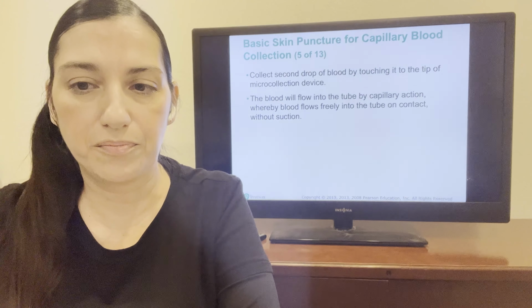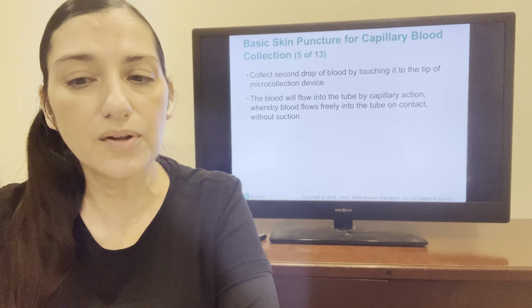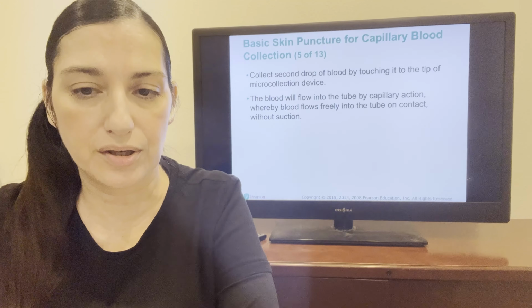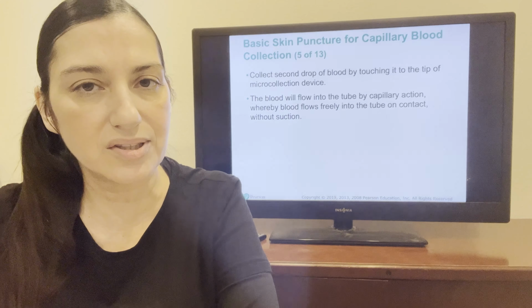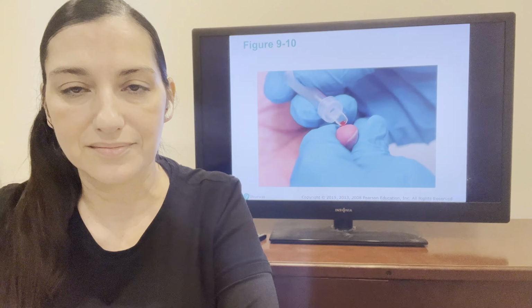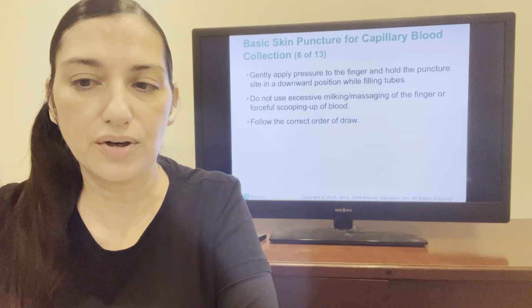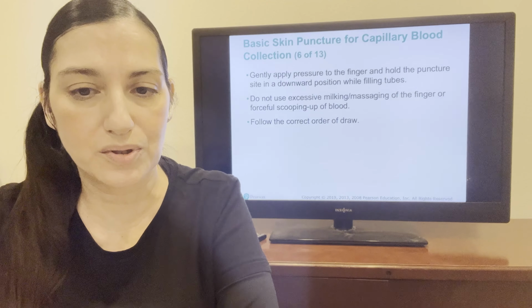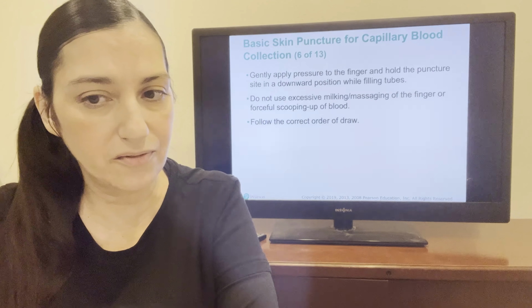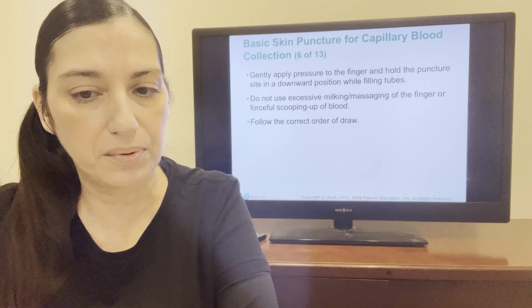Collect the second drop of blood by touching it to the tip of the microcollection device. The blood will flow into the tube by capillary action, whereby blood flows freely into the tube on contact without suction. Gently apply pressure to the finger and hold the puncture site in a downward position while filling the tubes. Do not use excessive milking, massaging of the finger, or forceful scooping up of the blood.